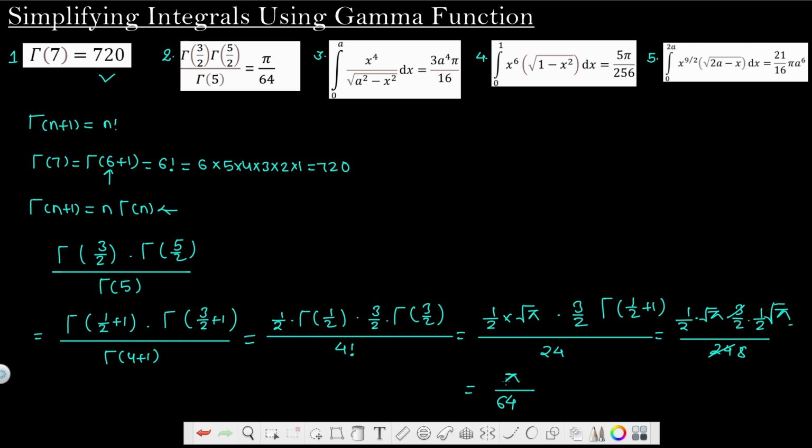Now after doing this we can move on to evaluating the integrals using the gamma function. So now let's do the integrals. Our first integral was the integral from 0 to a of x to the power of 4 over the square root of a square minus x square dx, equals 3a to the power 4 pi over 16. We need to prove this using the gamma function.